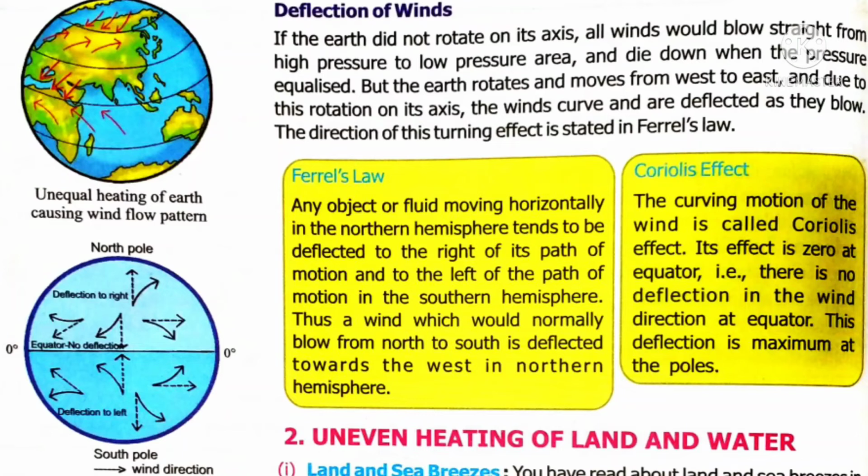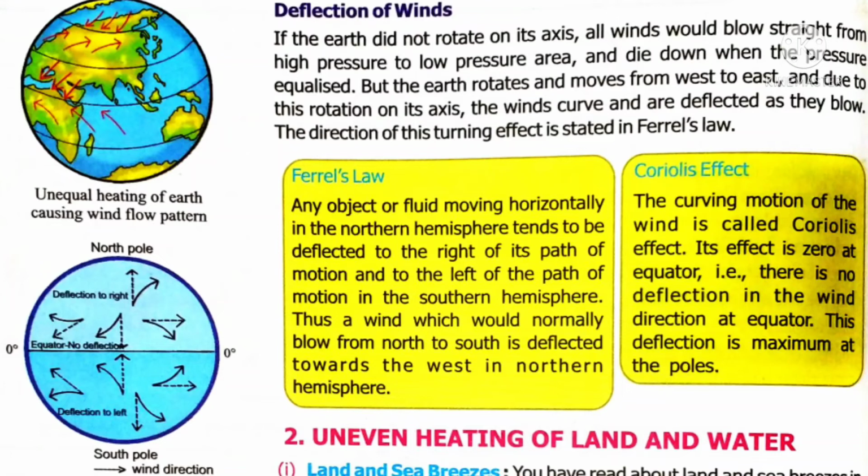As a result of this rotation of the earth, the wind normally blowing from north to south is deflected towards the west in the northern hemisphere. This deflection is because of the rotation of the earth on its axis from west to east. Such an effect is called the Coriolis effect, which was discovered by Ferrel. This effect is zero at the equator. There is no deflection in the wind direction at the equator, but in the northern and southern regions, such a deflection of the wind path can be seen. In the northern hemisphere, the wind deflects towards the west, and in the southern hemisphere, the wind deflects towards the east, according to Ferrel.